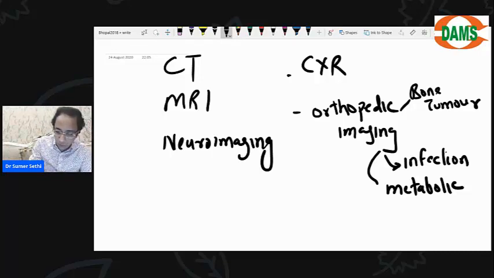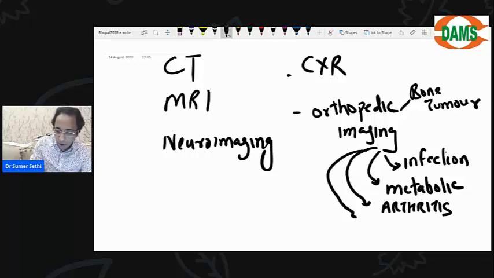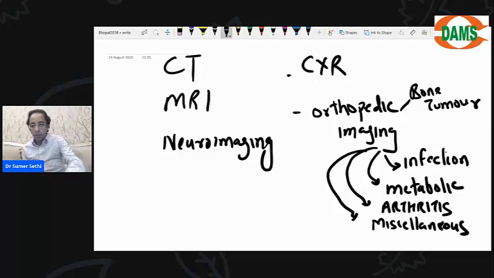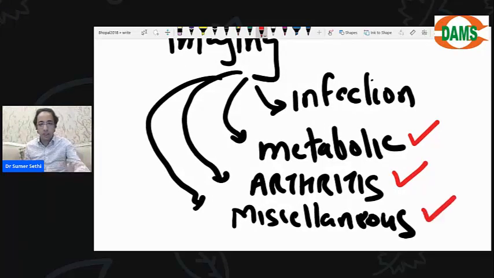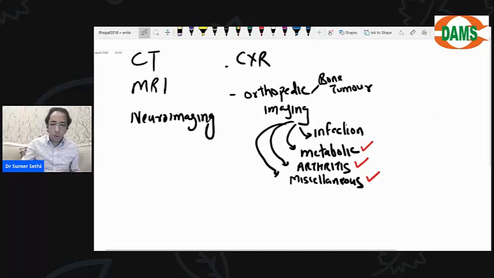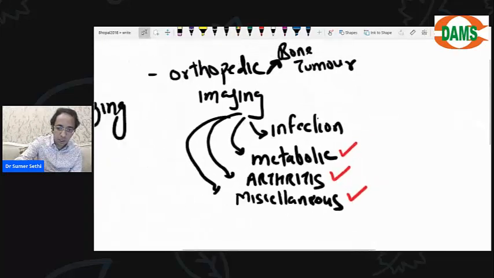Now, in addition to this, today I will cover some arthritis, metabolic conditions, and some miscellaneous conditions. In bone X-rays, these are the only things we are left with. Other than that, in the coming month you will also have an orthopedic schedule, where Dr. Tushar will be discussing a lot of things for you. So this is what I will cover.